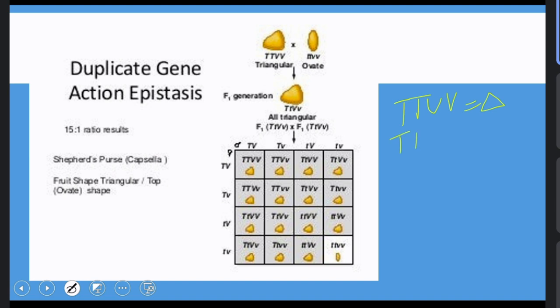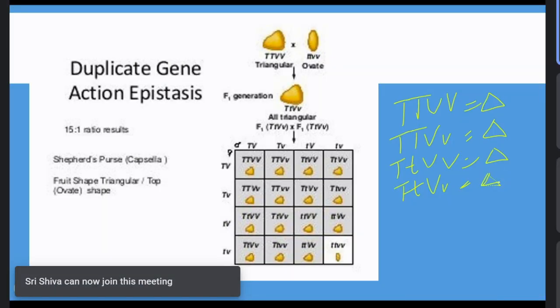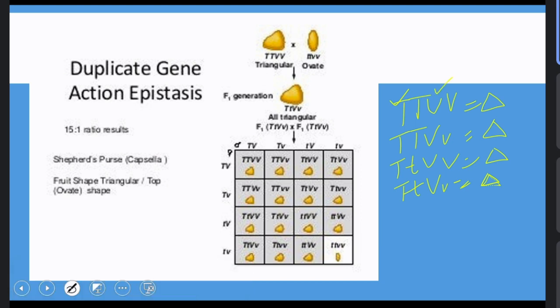The second one can be capital T, capital V, small v. It is also triangular. Capital T, small t, capital V. This is also triangular. Capital T, small t, capital V, small v. This is also triangular. That means when both the dominant genes are present, it is triangular. Let's see the other combinations also. Capital T, small v. This is also triangular. Small t, capital V. This is also triangular.